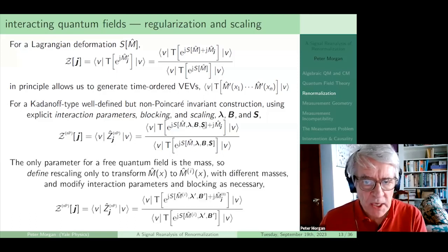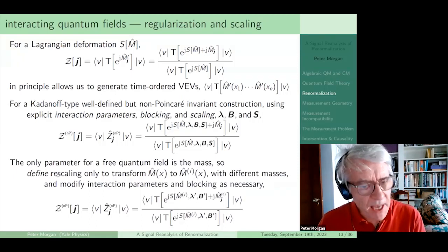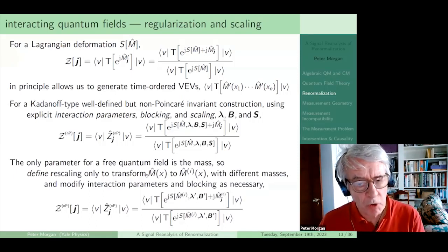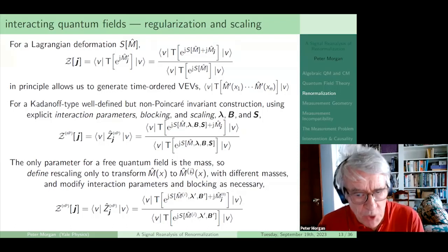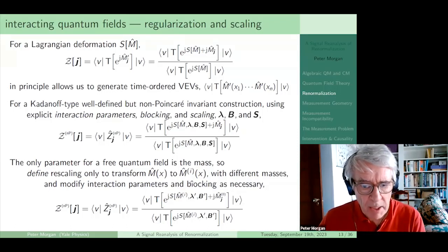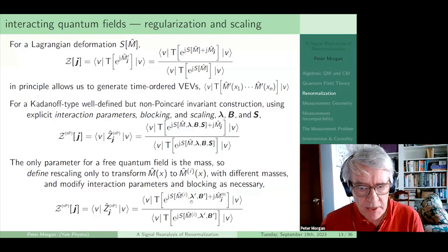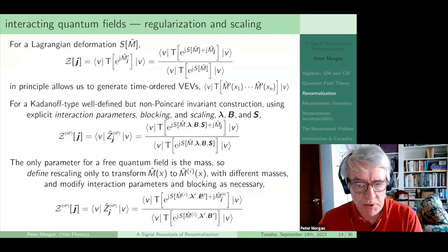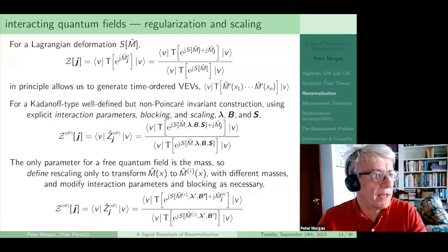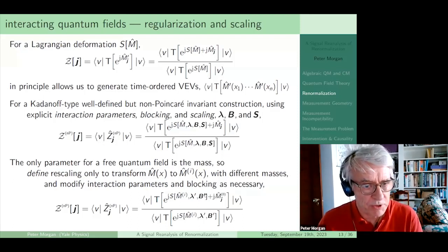But one of those is not like the others, because we can quite easily define rescaling only to transform the free field M of X into different free fields with different masses. So instead of being a functional of M, we make it a functional of many different free fields. And together with that, we modify the interaction parameters and blocking to accommodate the way in which we're describing the way we do the rescaling.